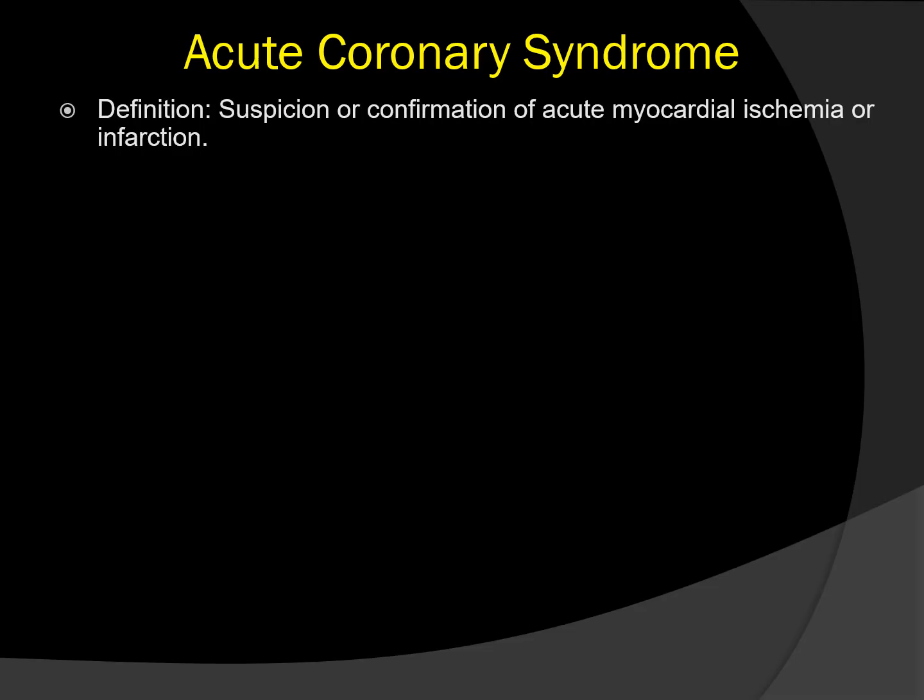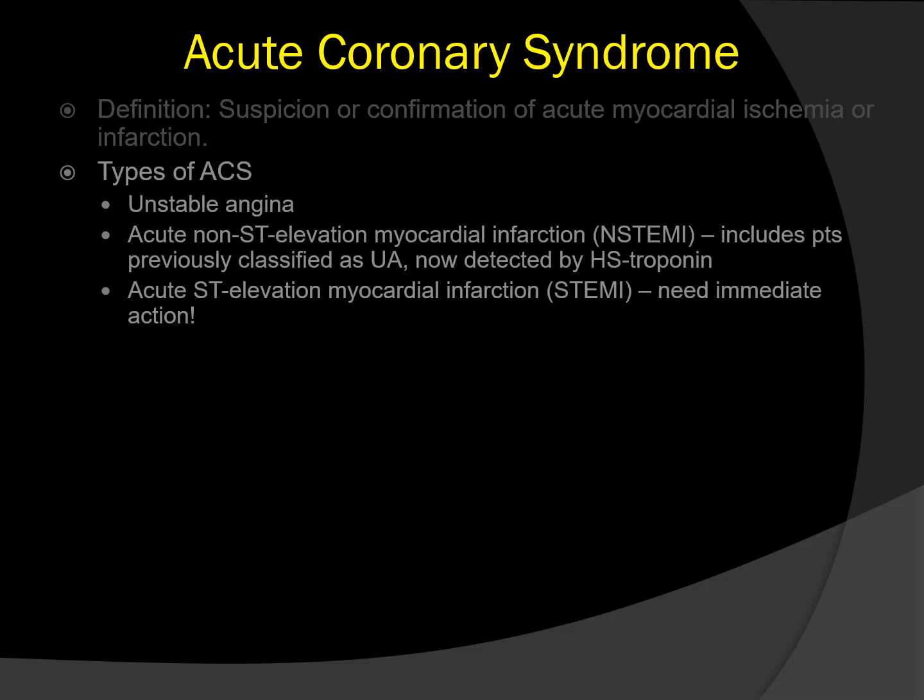Let's get started with some basic definitions. We define an acute coronary syndrome as suspicion or confirmation of acute myocardial ischemia or infarction. There are several types of acute coronary syndrome.